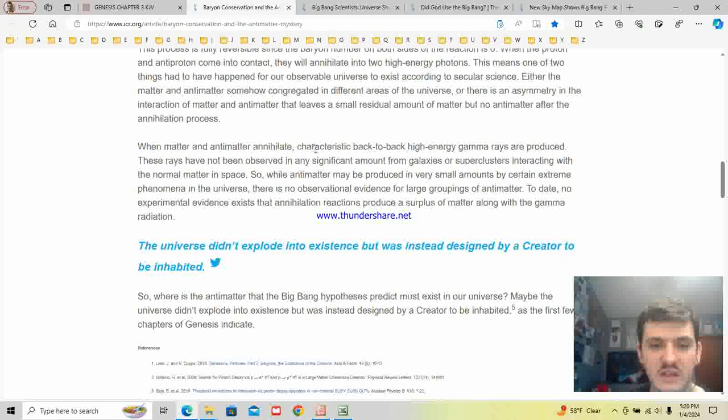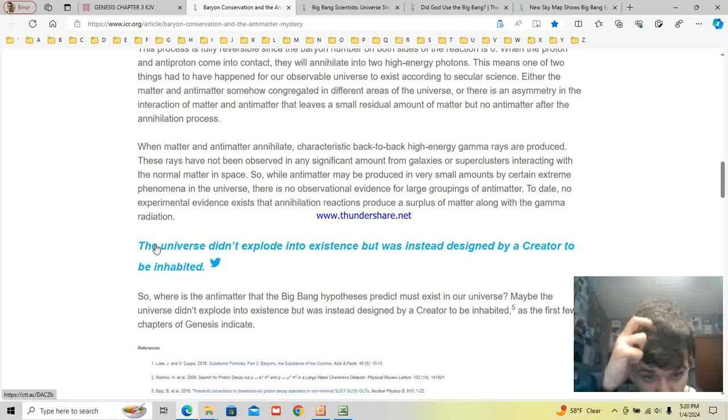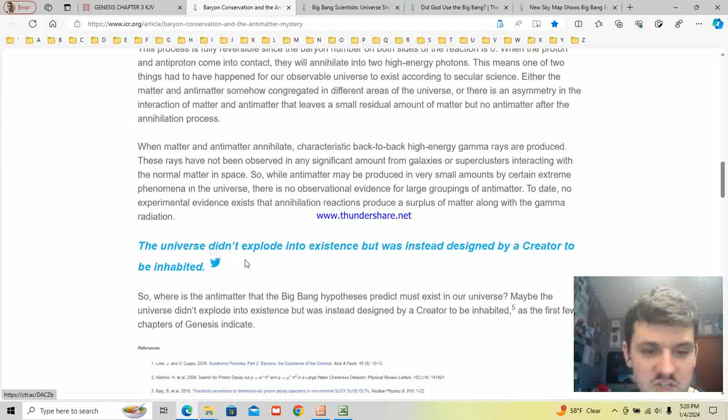When matter and antimatter annihilate, characteristic back-to-back high-energy gamma rays are produced. These rays have not been observed in any significant amount in galaxies, superclusters, and the matter between them in space. So while antimatter may be produced in very small amounts by certain extreme phenomena in the universe, there is no observable evidence of large groupings of antimatter. To date, no evidence exists that annihilation reactions produce a surplus of matter along with the gamma radiation. The universe didn't explode into existence, but was instead designed by a creator to be inhabited.